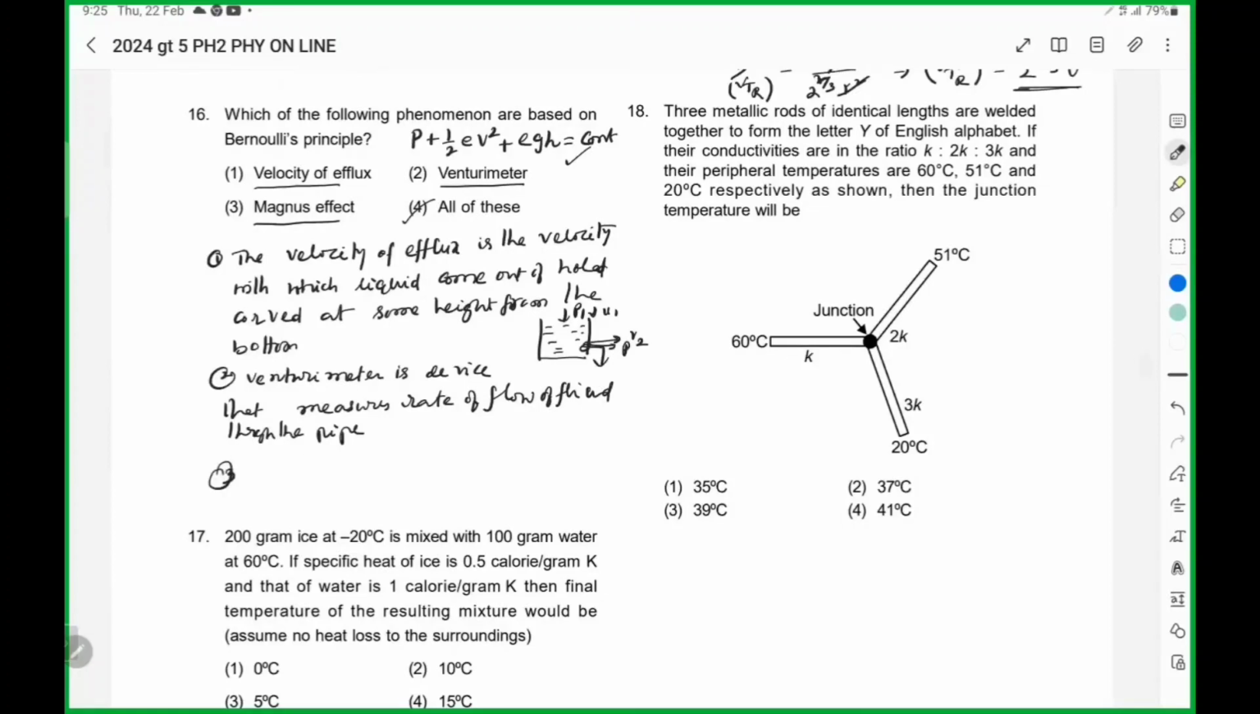The Magnus effect also. I will just write a few words here. Fluid pressure decreases at the points where the speed of fluid increases. All these are based on Bernoulli's theorem only.